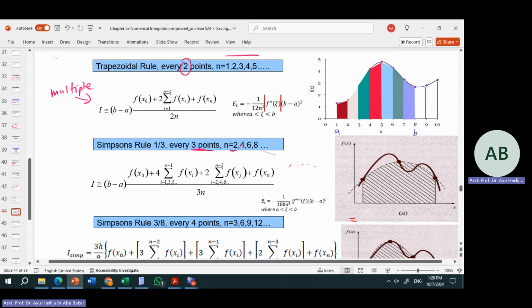Okay, if n equals 4, you have 5 points. Let's say Simpson 1/3, n equals 4. You have 5 points. 1/3 needs minimum 3 points. So 1, 2, 3 is one Simpson 1/3. Then 1, 2, 3 you have another Simpson 1/3.